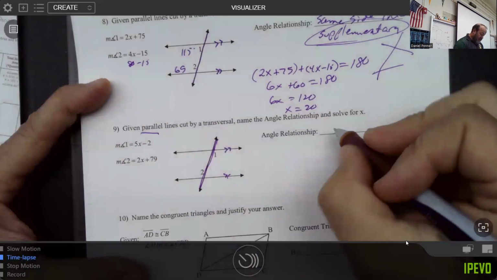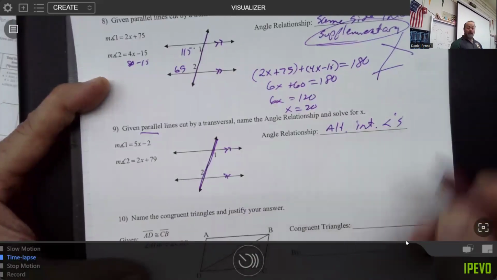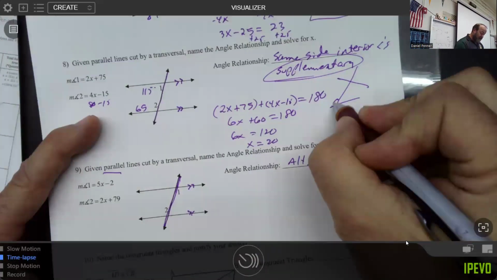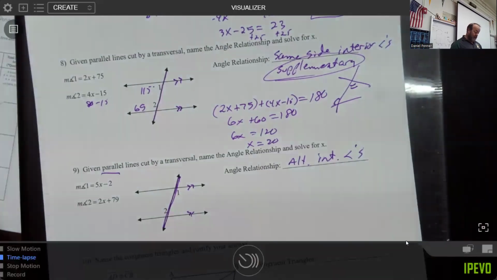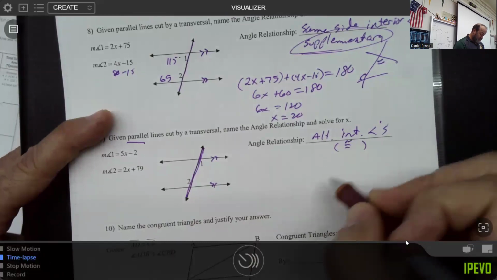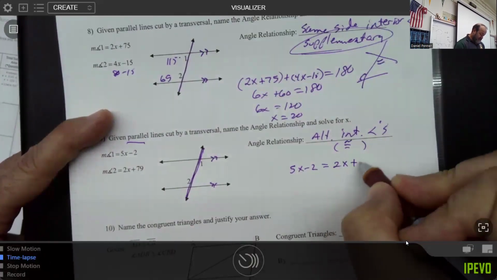Now here we have alternate interior angles. Now, again, alternate interior angles are not always the same. Like here, these would be very, very different angles if the lines aren't parallel. But since they are parallel, that's going to make the angles congruent. So there we go. And we're off to the races again.